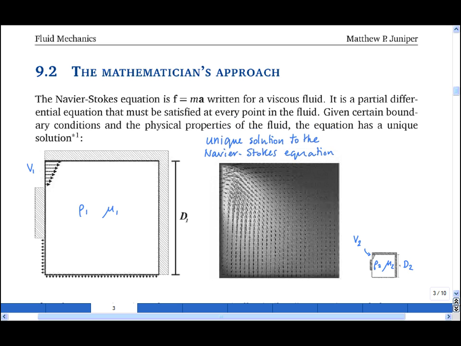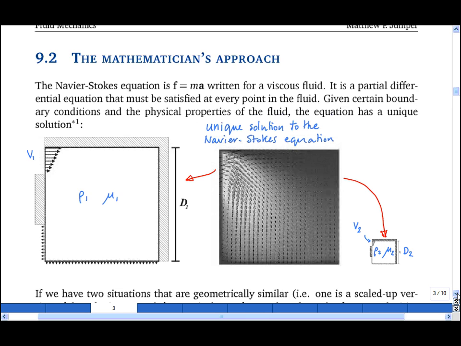then a good mathematical question is, when is this unique solution to the Navier-Stokes equation for this box the same as the unique solution to the Navier-Stokes equation for this box? In other words, when do these two geometrically similar but different sized boxes have the same solution inside them?